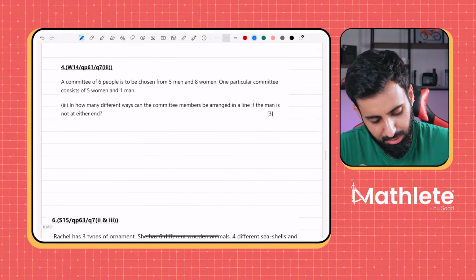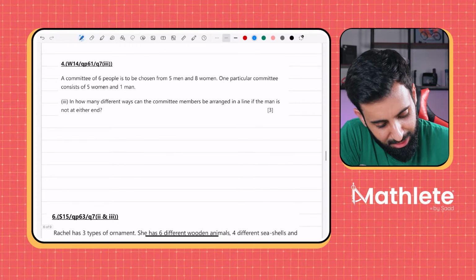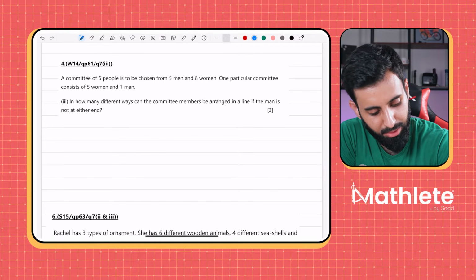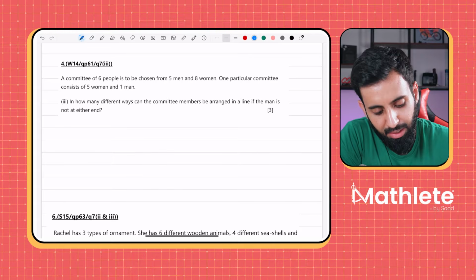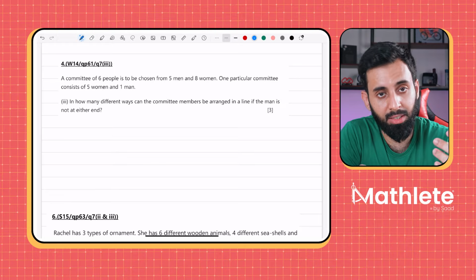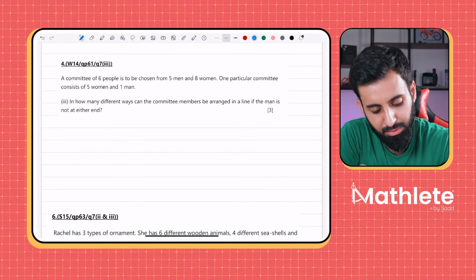So fairly easy question. Now let's spice things up a little. So this says a committee of 6 people is to be chosen from 5 men and 8 women. One particular committee consists of 5 women and 1 man. Okay, so I should mention here that I have taken out only parts which involve permutations such that the position of one or more object is fixed. So this is just a specific part of this question.